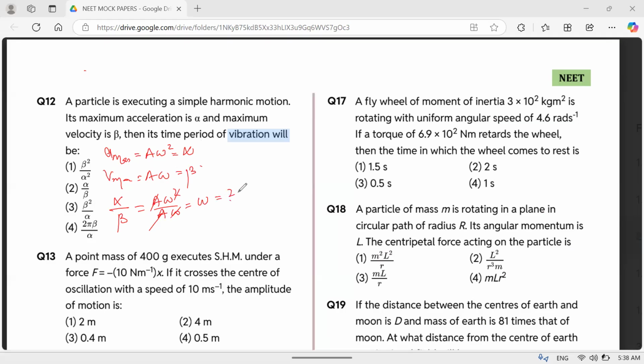Okay, omega will be equal to how much? 2 pi by capital T. So T will be equal to how much? T will be equal to 2 pi beta divided by alpha. Fourth option.